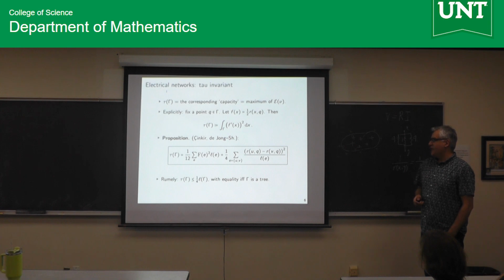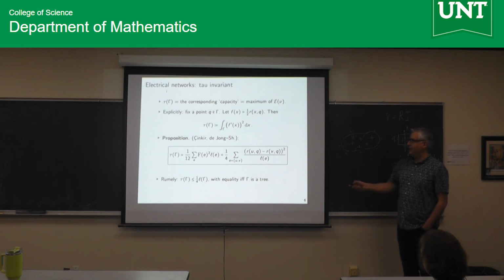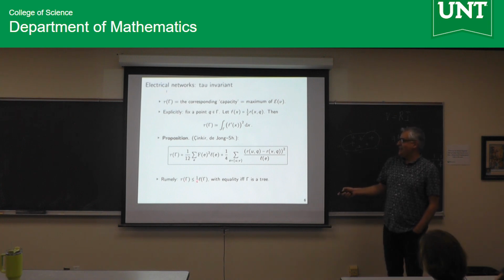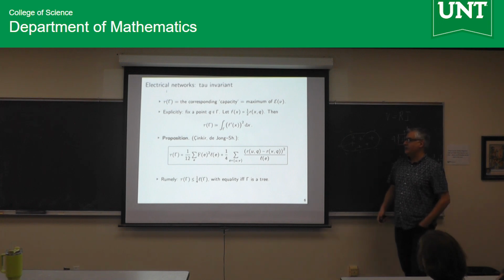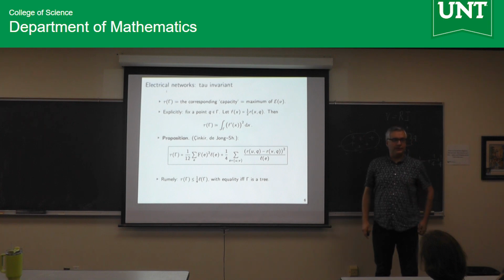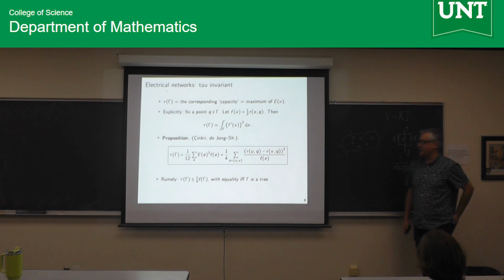And let me just say one more fact before moving on to a seemingly different subject, going out of electrical networks. Romney, in a private letter in the early 2000s, I think, but it's a private letter, I don't have it, writes to Zhang that this tau is actually less than or equal to a quarter of the total length of the graph, and equality holds if and only if the graph is a tree. Okay? So I'll come back to this later.